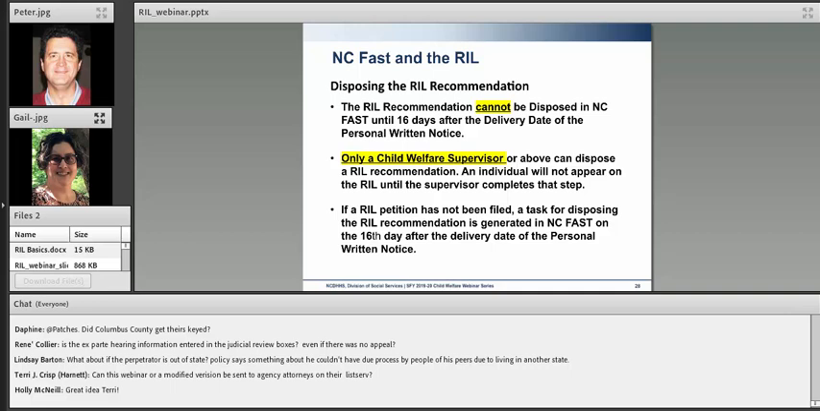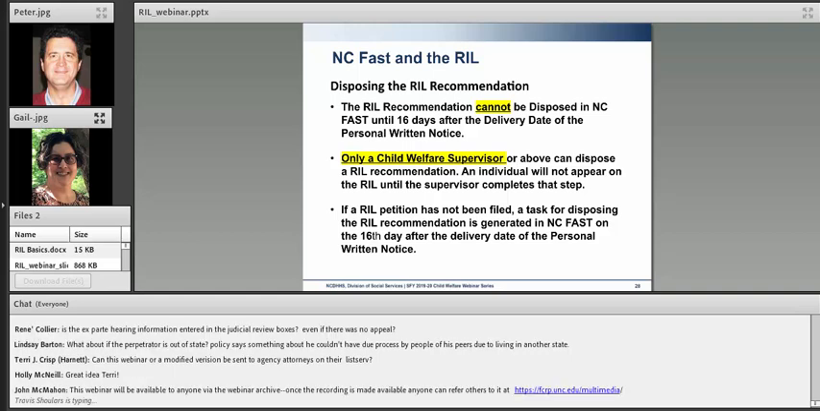Right? Only a supervisor or above can dispose of an RL recommendation. So if the worker made a recommendation within their case to put this person on the RL, 16 days has passed, only a supervisor or above can approve that recommendation. Okay? An individual will not appear on the RL until the supervisor completes the step.